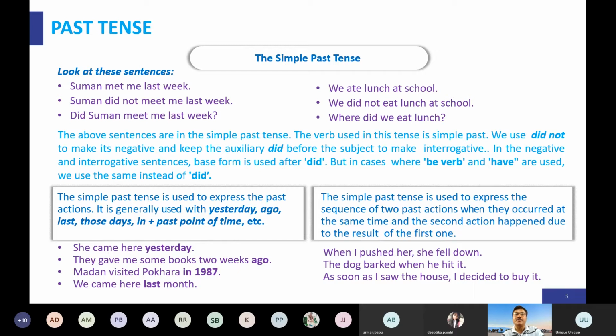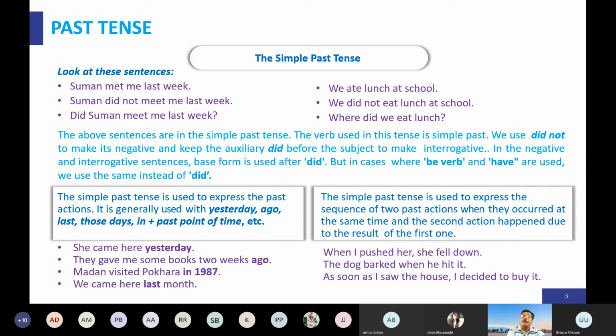If the sequence is there, or because of one action the result is another, then both are in simple past tense. The dog barked when he hit it. He hit, the dog barked. There is a sequence. The result, okay, he hit, that's why the dog barked. As soon as I saw the house, I decided to buy it. So it's like the sequence, and the second action is the result of the first action. This also we use simple past tense.